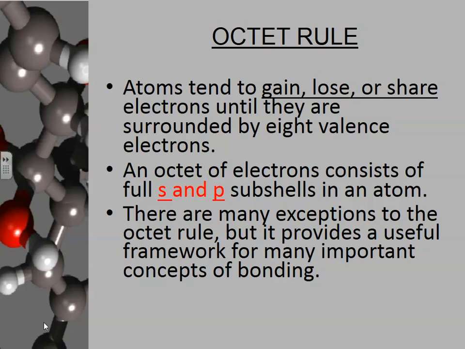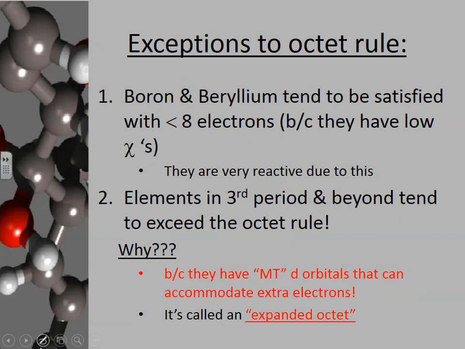Atoms tend to gain, lose, or share electrons until they are surrounded by 8 valence electrons. An octet of electrons consists of a full s and p subshell in your atom. There are many exceptions to the octet rule, but it does provide a useful framework for many of our important concepts in bonding. Boron and beryllium tend to be satisfied with less than 8 electrons because they have very low electronegativities. They are very reactive due to this property.